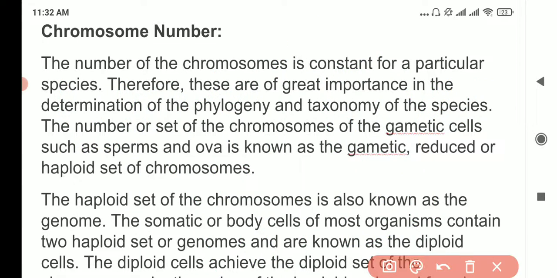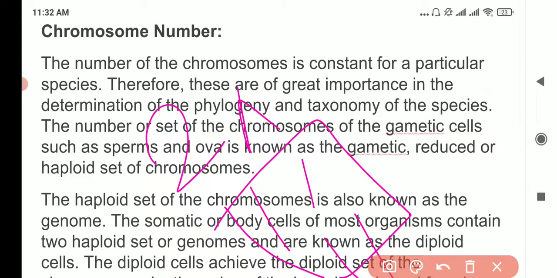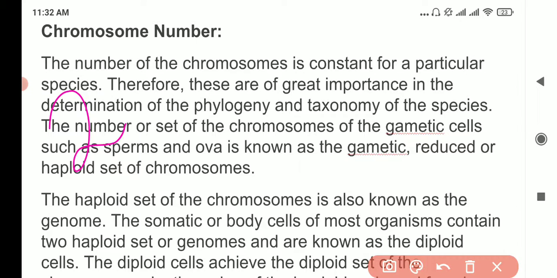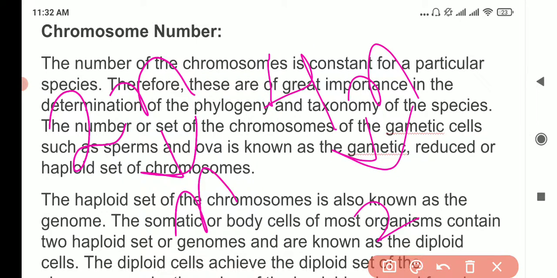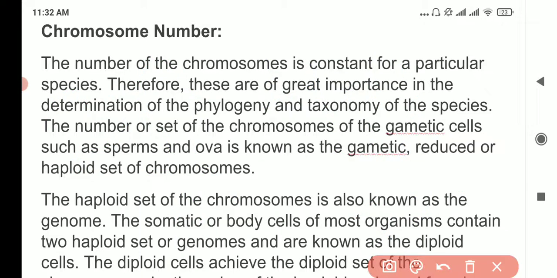So this n is known as your genome. It means if an individual is twice n, n is the genome. If an individual is 3n, this cannot be used as an example. If an individual is 4n, then twice n is the genome. So the haploid set of chromosomes is known as the genome.